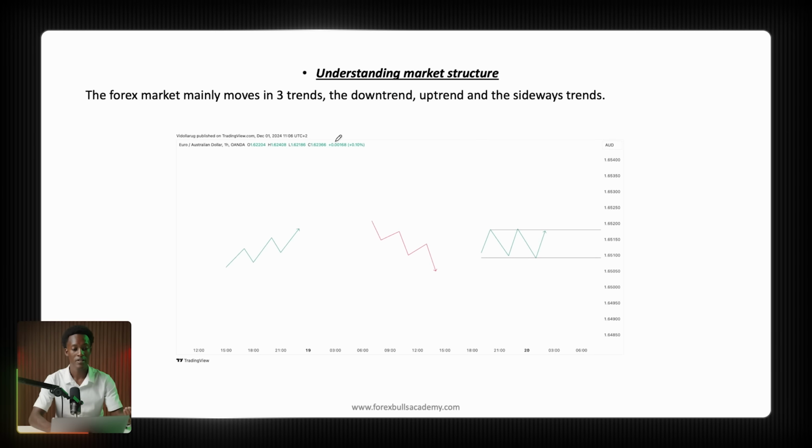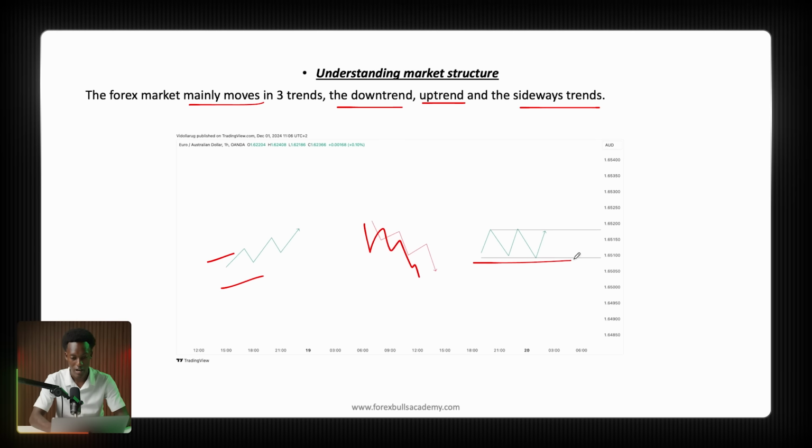And with that, let's understand how the price moves, okay? So the Forex market mainly moves in three trends. We have the downtrend, the uptrend, and the sideways. In such an example, we have this over here, this being an uptrend, the price is trending to the upside. Then this one over here, the price is trending to the downside. And then we have this. It's a sideways, the price is just moving in between this area.